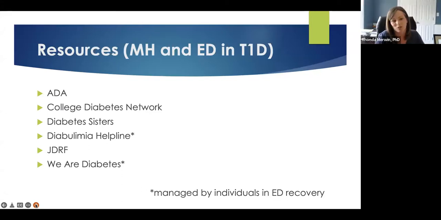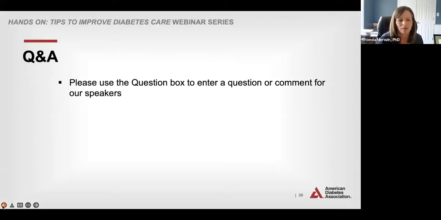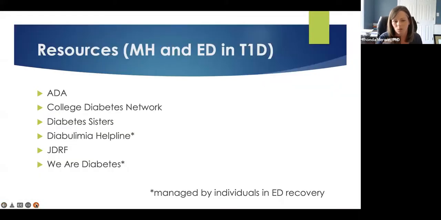And there's lots of resources to be had. So we put some of them on the slide here. Obviously the ADA, the College Diabetes Network, Diabetes Sisters, if you're not familiar with them, they have pods, meetup groups, and various things, and lots of supportive stuff. And then the other two that are there, I just want to highlight the little asterisk. I'm mentioning that these are managed by individuals in eating disorder recovery because that's just important to know. You want to be mindful about who you send to these kinds of resources, and whether that will be problematic for them in any kind of way.